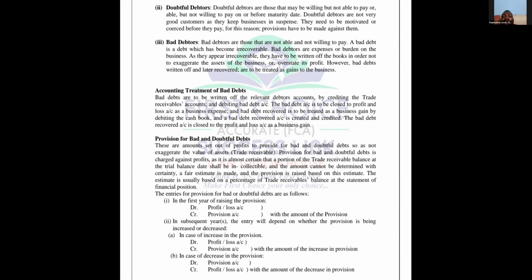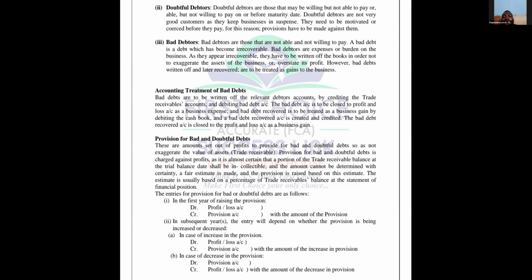Now, for subsequent years, it is the increase or decrease in the figure that you are going to recognize. In my first year, let's say my provision is 200. I will debit my profit or loss account, or my bad debt, and credit my provision account. That's 200. Now, if at the end of the second year I realize that my provision is a result of your trade receivable, not a result of your opening balance, my opening balance is 200, but my closing balance, after I calculate it, should be 500.